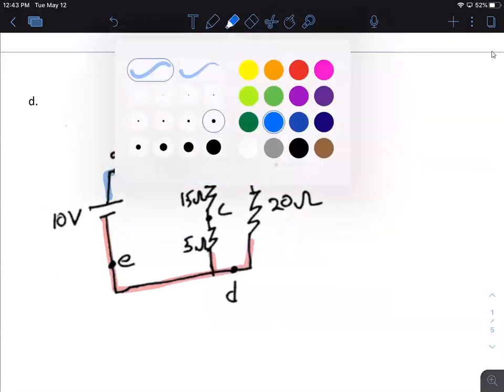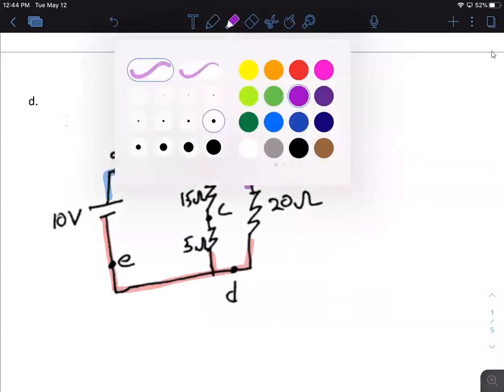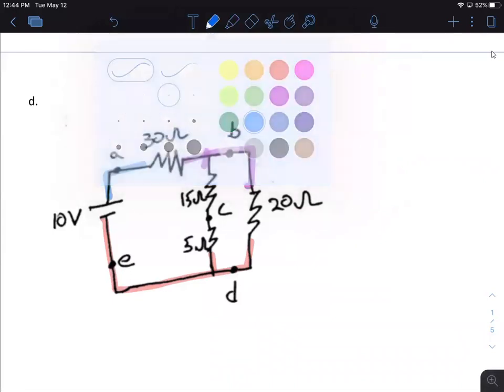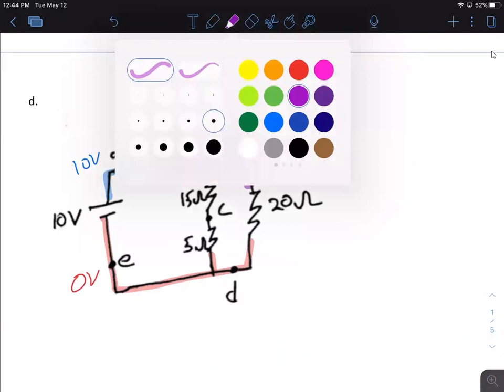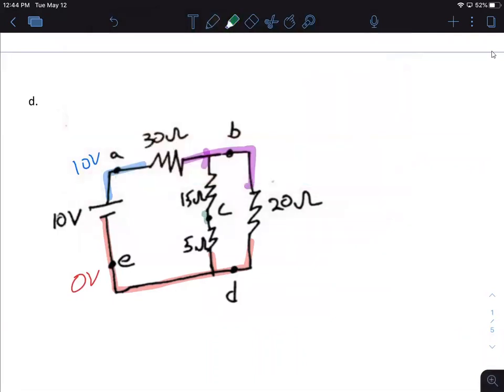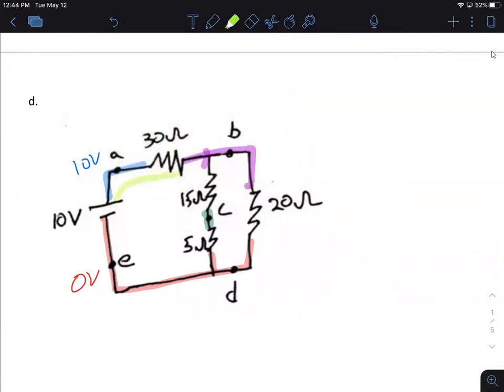Add some colors. Boom. Label what we know. 10 volts, 0 volts. So A has a voltage of 10. E and D have a voltage of 0. Oh, we got another color in there. Great. And we have a current. It's coming from the battery.